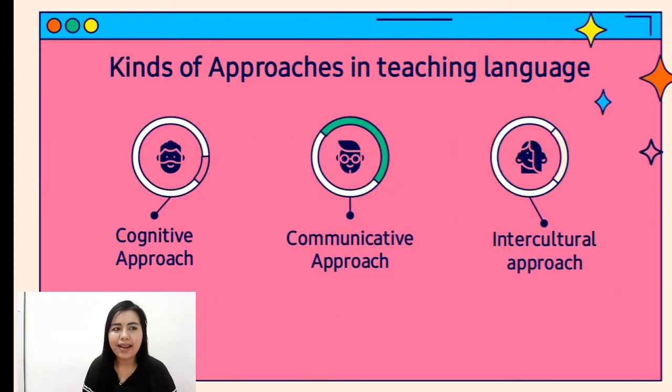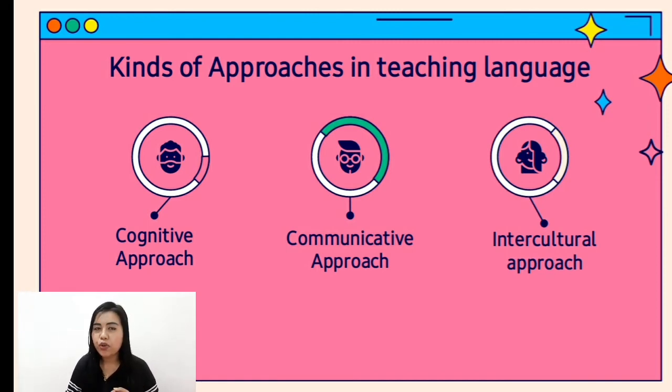In this slide, I will explain about three kinds of approaches. The teachers use these approaches in teaching the culture, namely cognitive approach, communicative approach, and intercultural approach. I will explain more about these approaches. The first one is cognitive approach. It is used to get knowledge and facts.